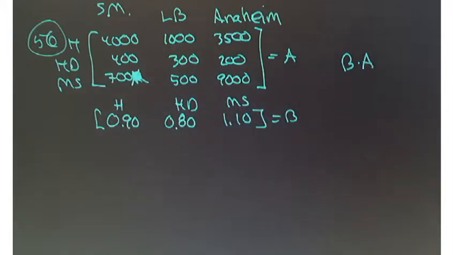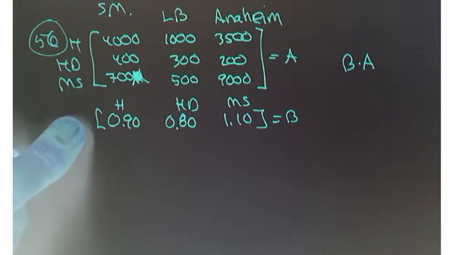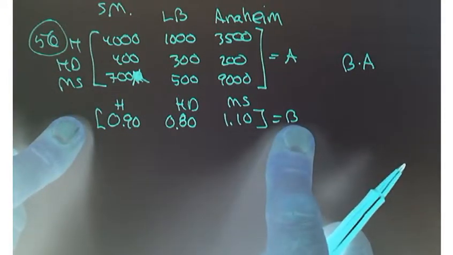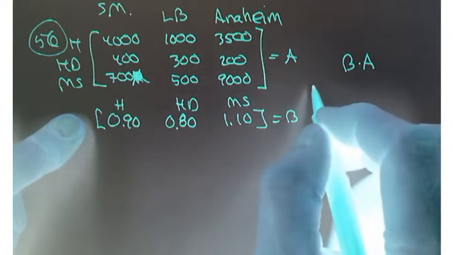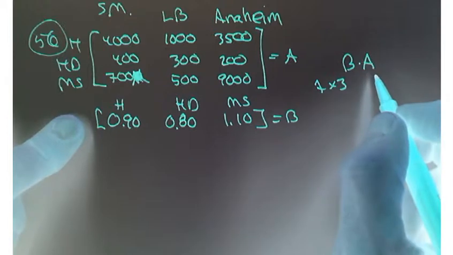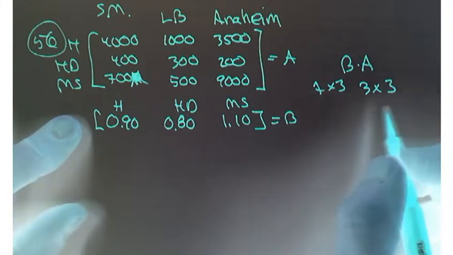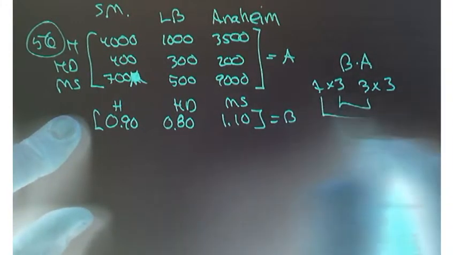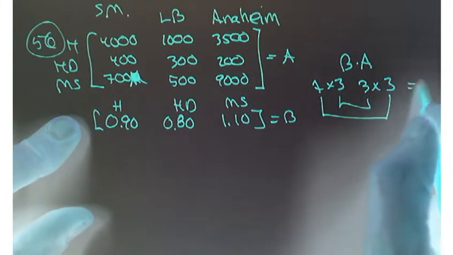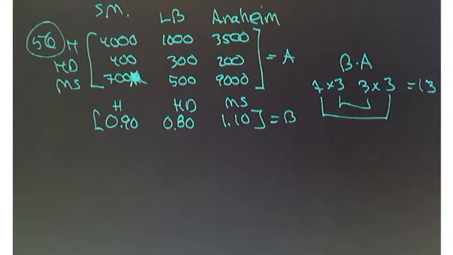Let's take a look at the dimensions involved. What are the dimensions of matrix B? Good. It's going to be a 1 by 3. What are the dimensions of matrix A? 3 by 3. And when I multiply these together, what I'll end up with is what? A 1 by 3.